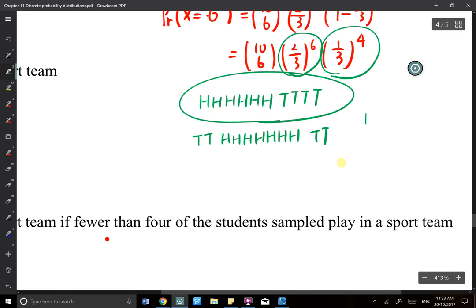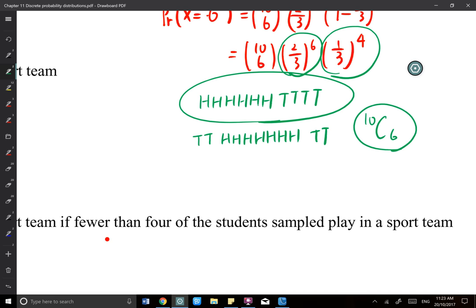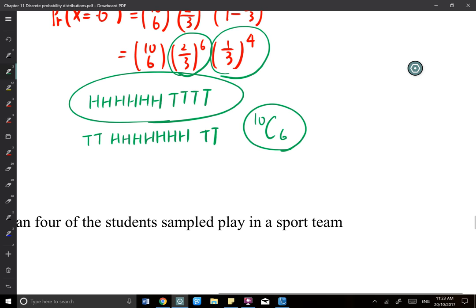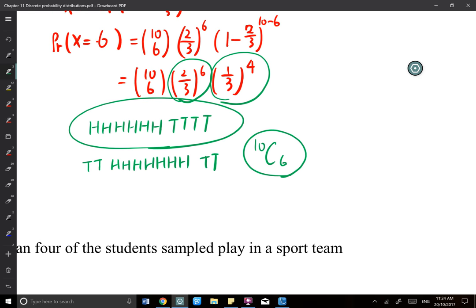That is the 10C6. Have a think, that's the 10C6. How many situations can you have 6 heads and 4 tails? 10C6. That many cases you have 6 heads and 4 tails. Why? It will be the same as there are 10 spots. I want to select 6 spots to put heads in. How many ways can you choose 6 spots? That's the combination thing. You select 6 out of the 10 and then you put the heads in. That's the number of combinations you can have, 10C6.